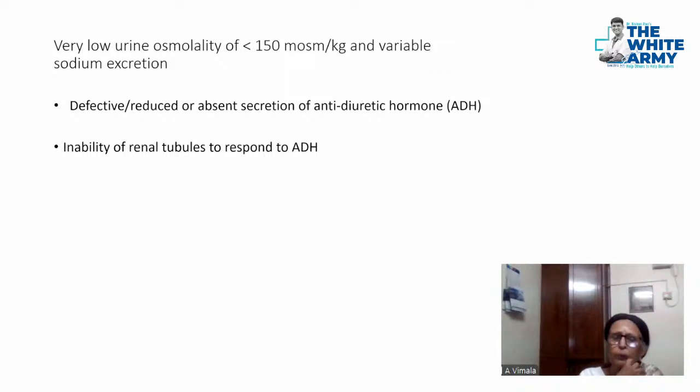If the urine osmolality is very low and sodium excretion variable, that shows the ADH secretion is defective. It can occur either from the pituitary, when you call it central diabetes insipidus, or the collecting duct is not responding to ADH, when you call it nephrogenic diabetes insipidus. This we'll be discussing in the next class.